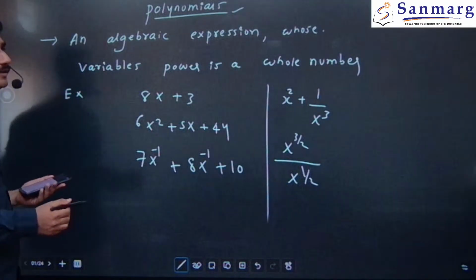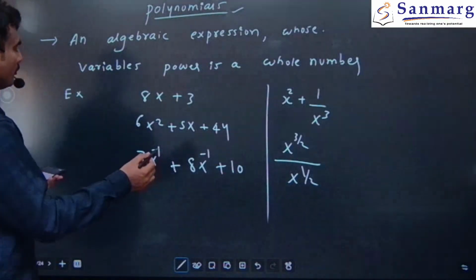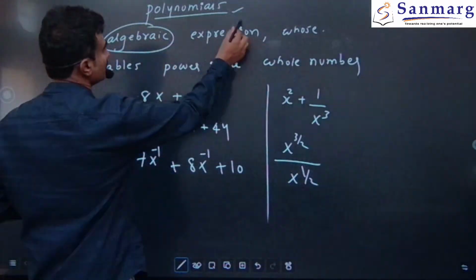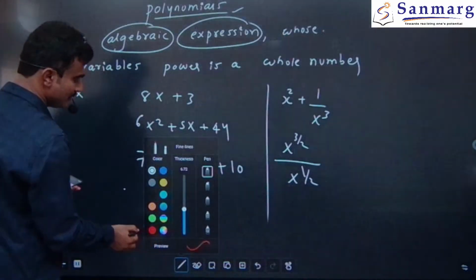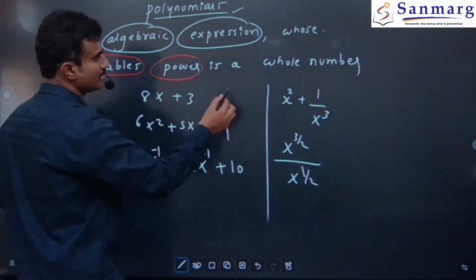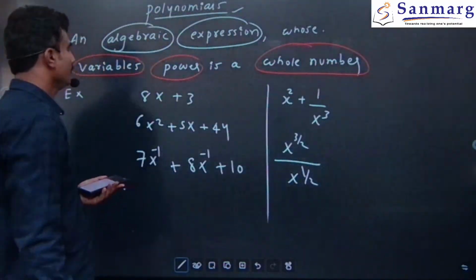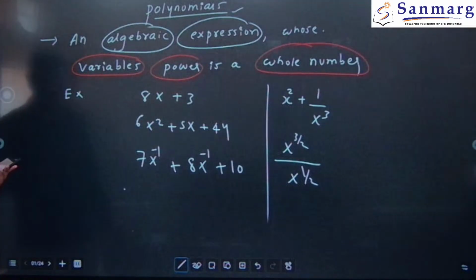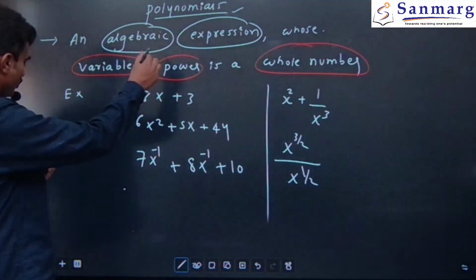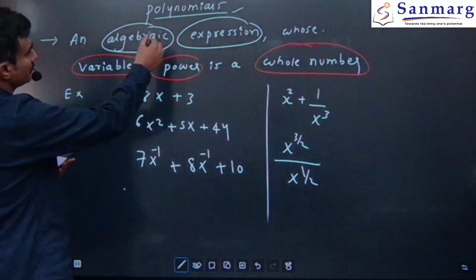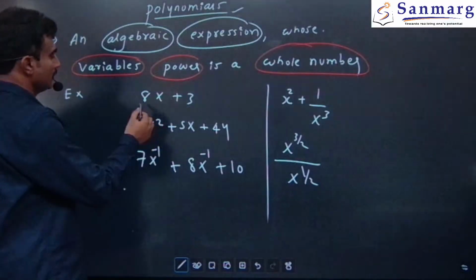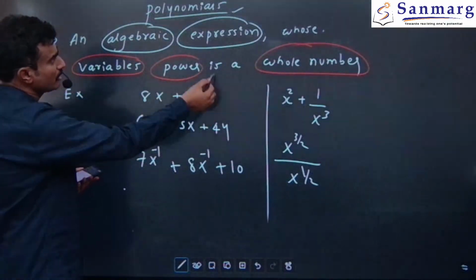What is a polynomial? A polynomial is an algebraic expression whose variable's power is a whole number. The power of a variable is a whole number. An algebraic expression whose power is a whole number, we call it a polynomial.